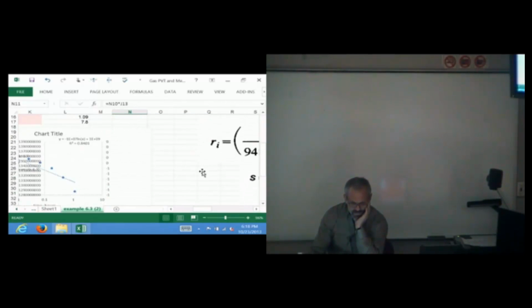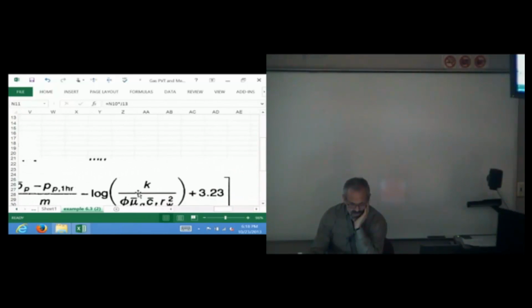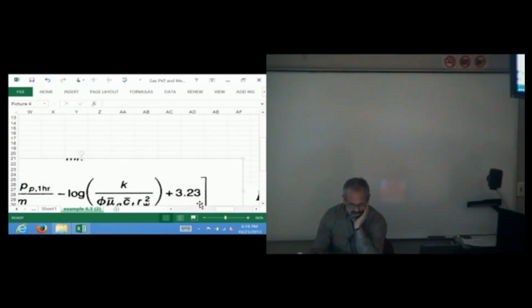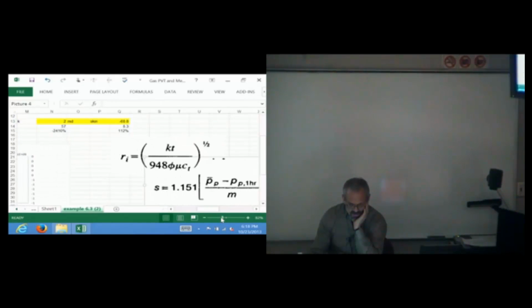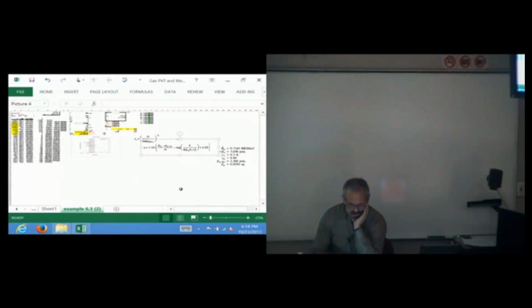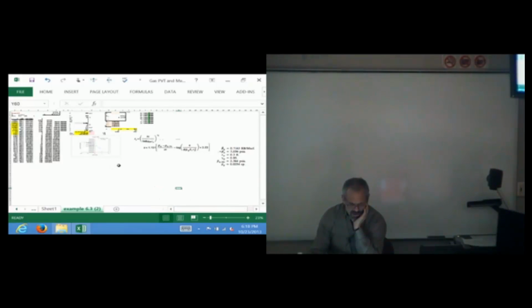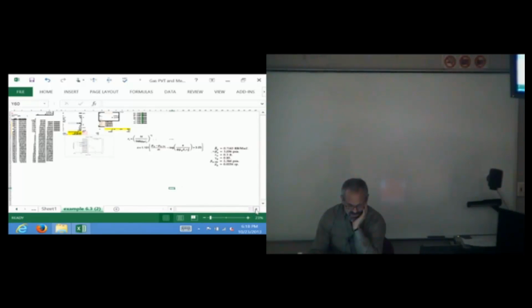I'll zoom out, look for a plot. I'm going to pretend I don't know anything, which isn't hard to do. How come I don't have a graph on this example 632? Do I have no graphs?